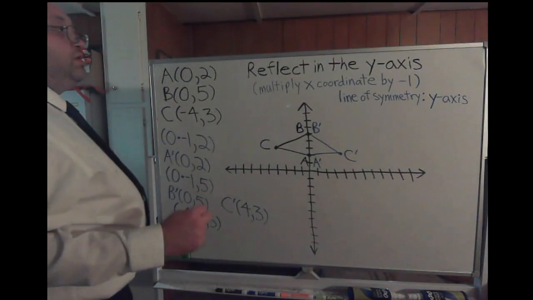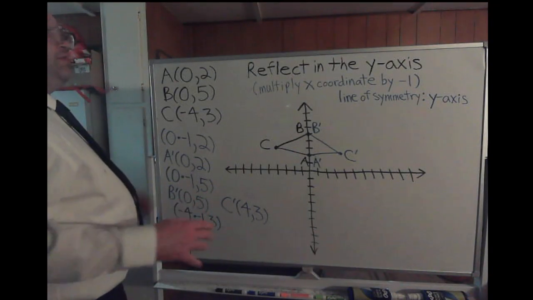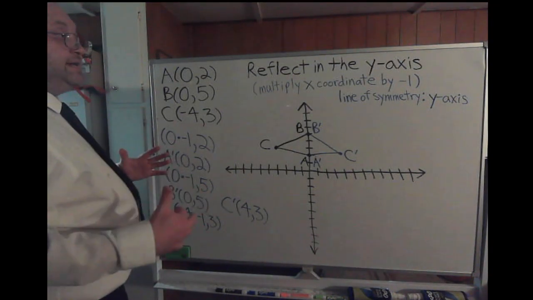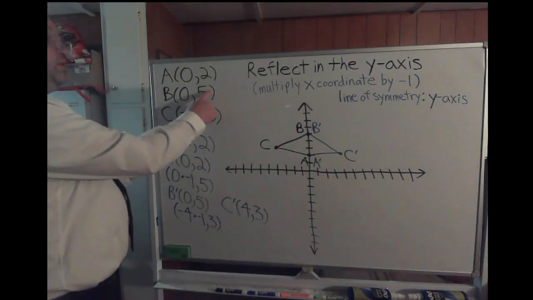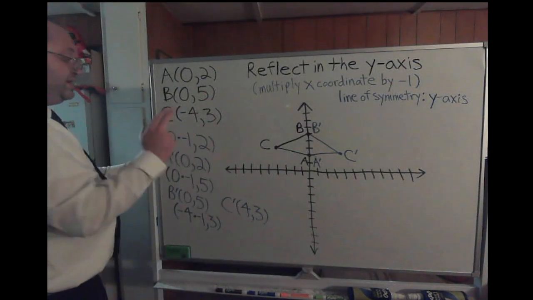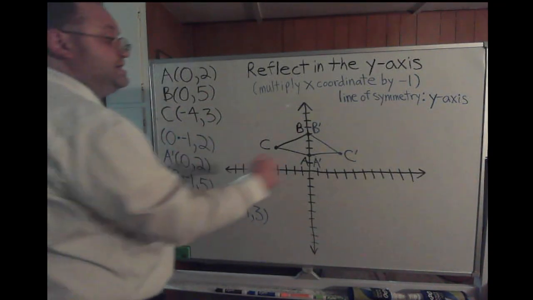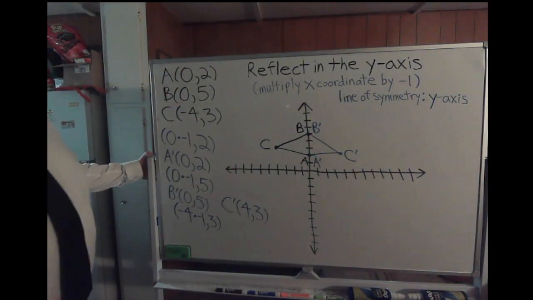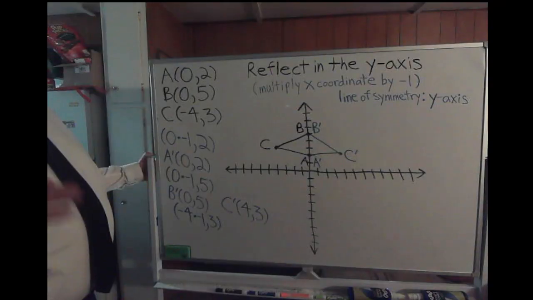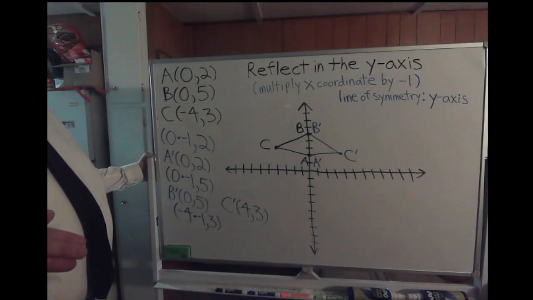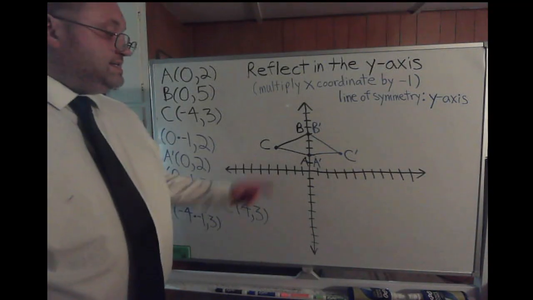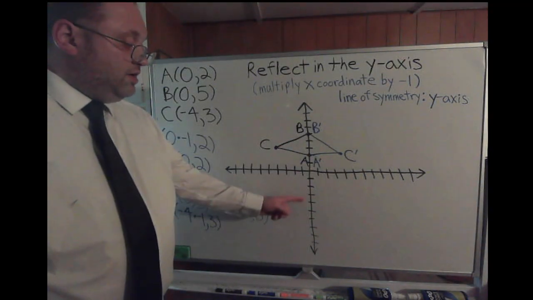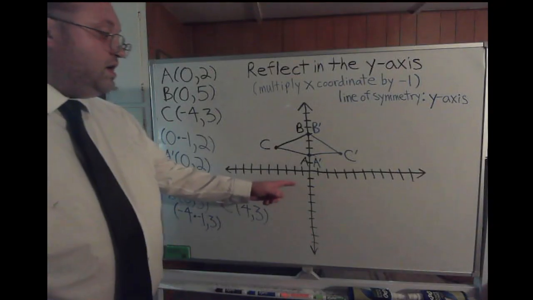But remember, whenever you have a reflection, you want to reflect in the y-axis, you leave your y-coordinates alone, but you're going to multiply the x-coordinate by negative 1 to get your transformed coordinate. If we were reflecting in the x-axis, you would leave your x-coordinate alone. You'd multiply your y-coordinate by negative 1. And then if you were reflecting in the x-axis, it would have been somewhere down here instead. It would have been down there.